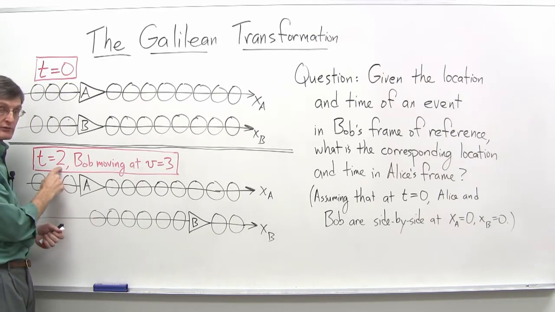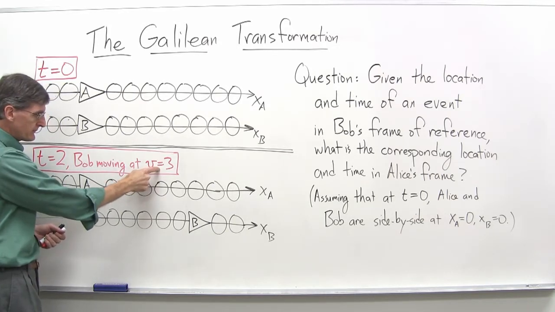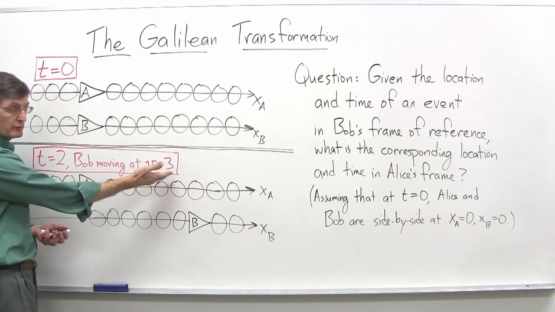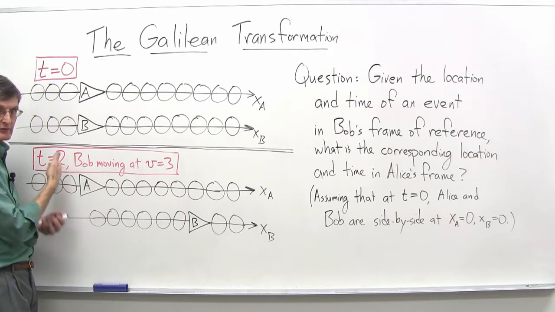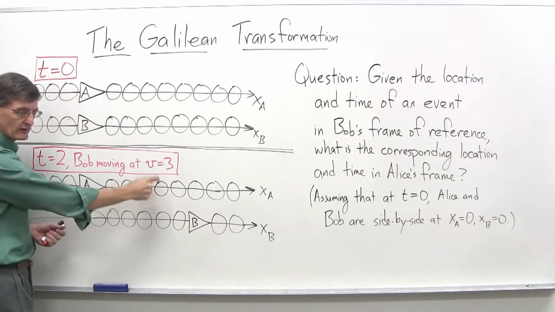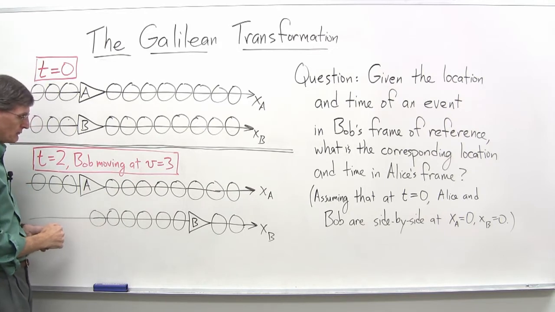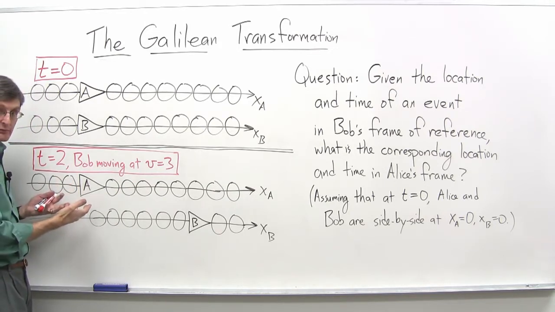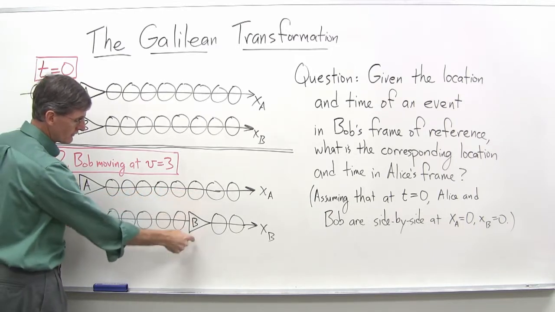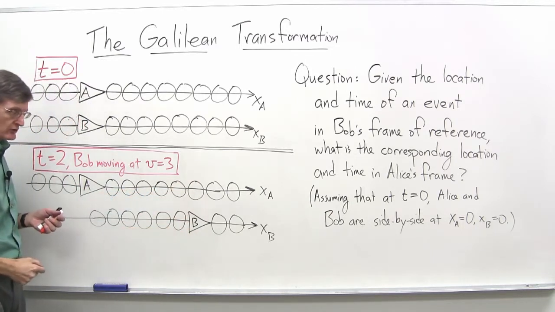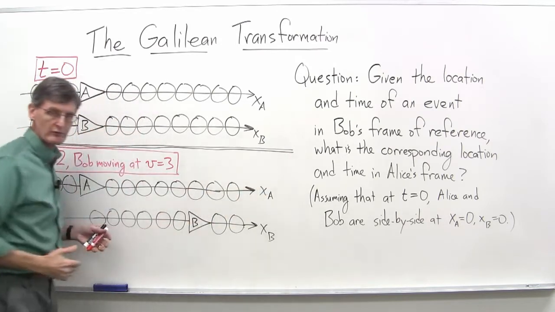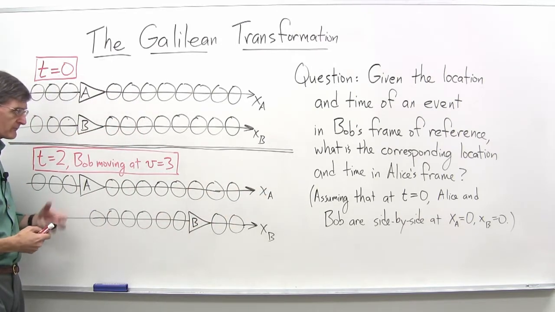So 2 seconds times the velocity means that he's moved 6 meters, right? 3 meters per second times 2 seconds. He's moved 6 meters, and that's what we've represented here, where each position of the clock represents one meter. So from Alice's perspective, he's moved 6 meters. So 1, 2, 3, 4, 5, 6. You can see he's in position 6 right there. His clocks have moved forward as well. The clocks would extend outward there.